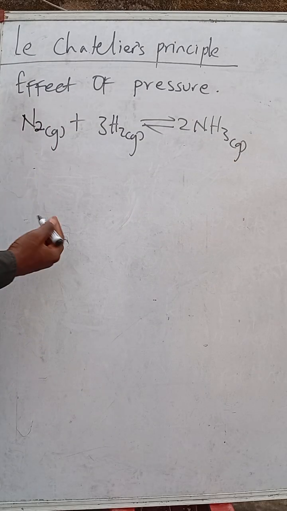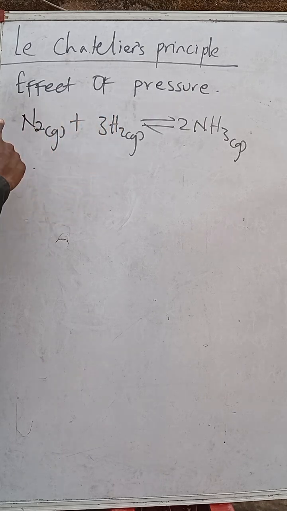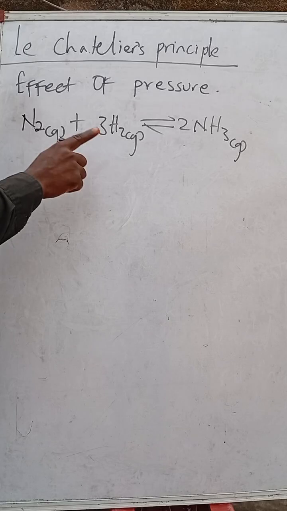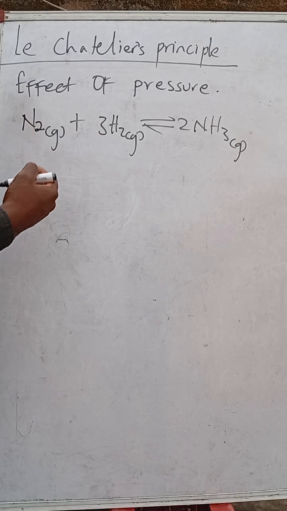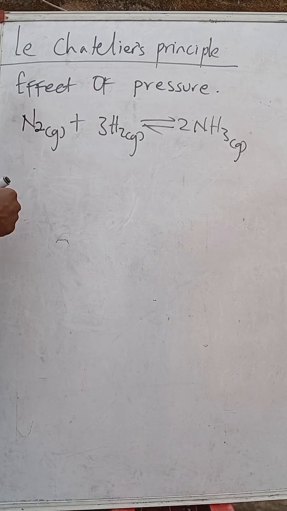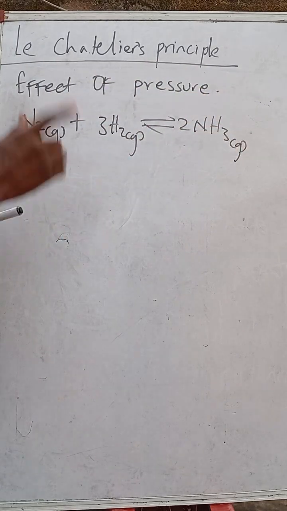So if I increase the pressure of this system at equilibrium, remember this equilibrium can be achieved in a closed system. If you don't know this, you should check the other video on equilibrium constant. We said all this there. Now, if I increase the pressure of this system, more NH3, more ammonia, will be formed. Why?